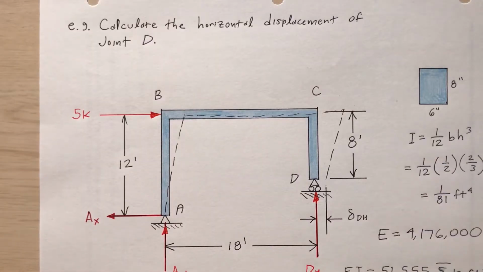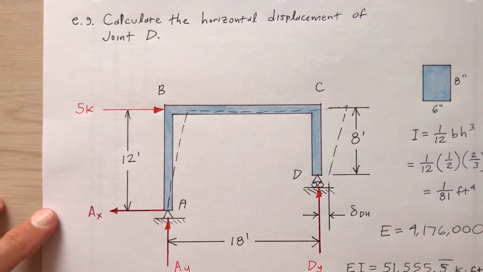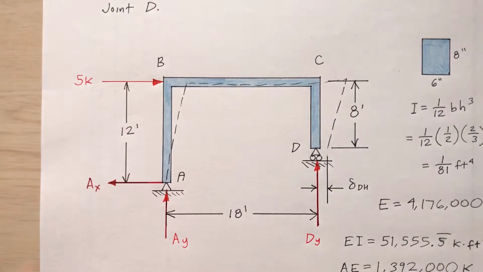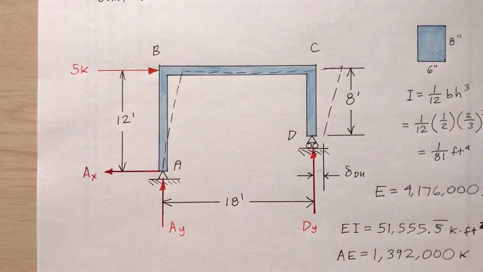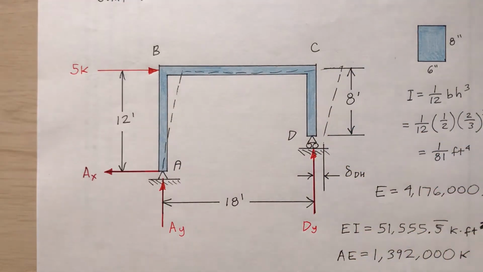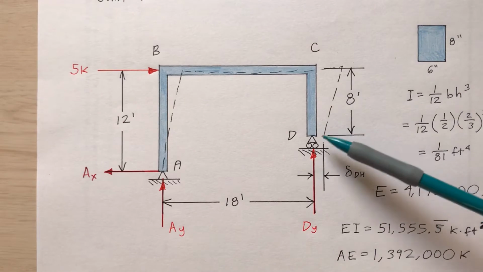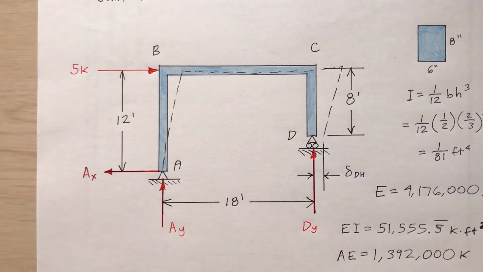Okay, calculate the horizontal displacement of joint D. So you see this frame here? I'm applying a horizontal load at point B, 5 kips. I'll have 2 reactions at A, 1 reaction at D. And the dashed represents the deflected shape. As you can see, it deflects a little bit at point D. It deflects a distance delta sub DH.